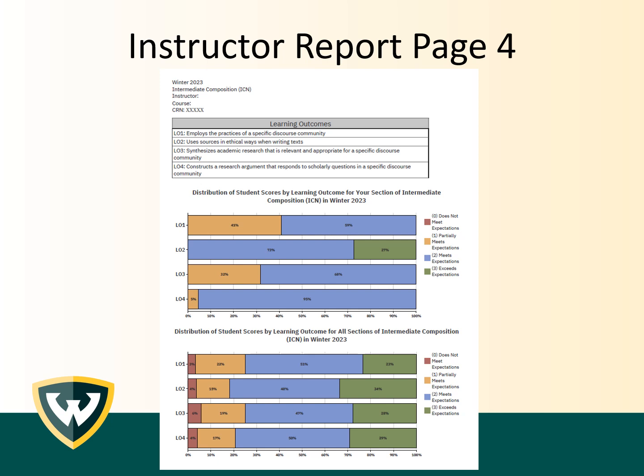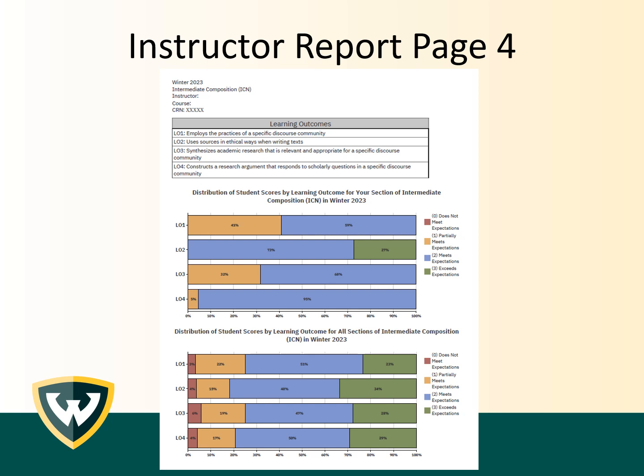The final page of the Gen Ed Instructor Report provides a visual representation of the information presented in the second table of the report. It also compares each learning outcome to the assessment data reported for all courses in the Intermediate Composition designation that semester. Here, the horizontal stacked bar graphs in the top figure indicate the percentages of students that exceeded expectations, denoted as green, met expectations, denoted as blue, partially met expectations, denoted as tan, or did not meet expectations, which would be denoted as red, as in the lower figure.